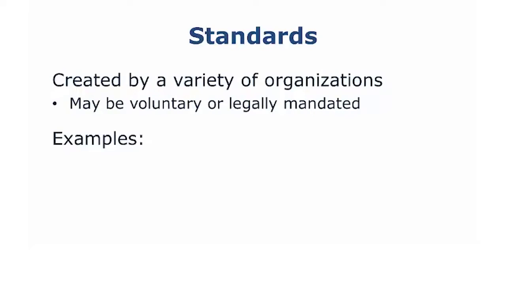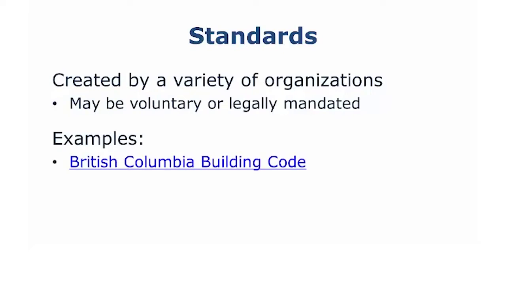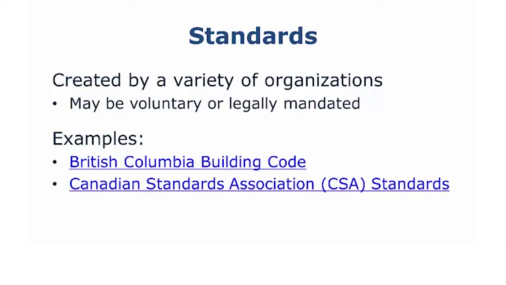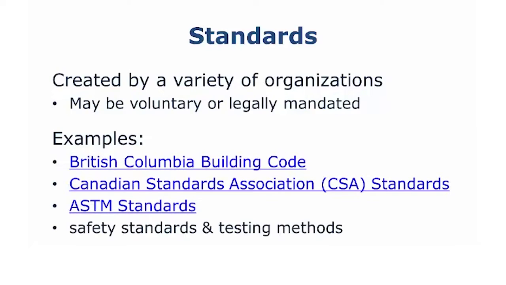Some examples of standards include the British Columbia Building Code, which sets out technical provisions for the design and construction of new buildings, as well as the alteration, change of use, and demolition of existing buildings, Canadian Standards Association or CSA standards, and ASTM standards, or safety standards and testing methods.